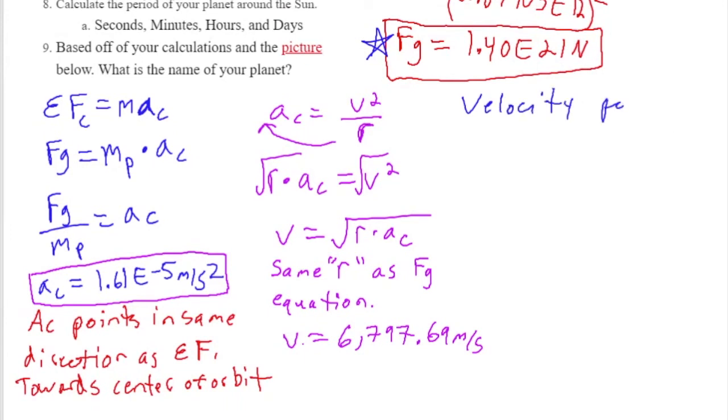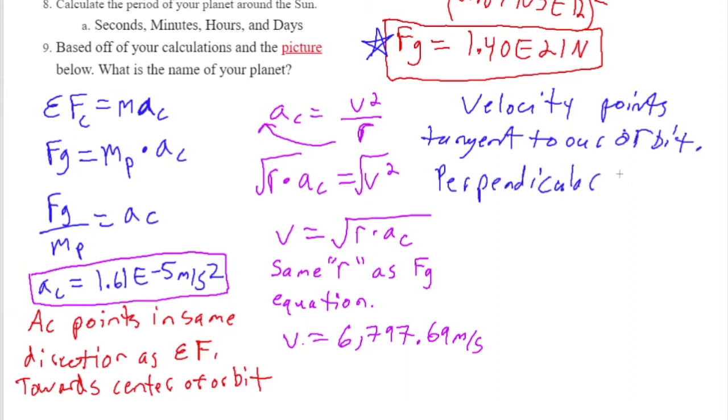Next question asks, what direction is the velocity point? Well, we've talked about this a few times, and the velocity is actually going to point tangent to our orbit, or perpendicular to the net force and centripetal acceleration.